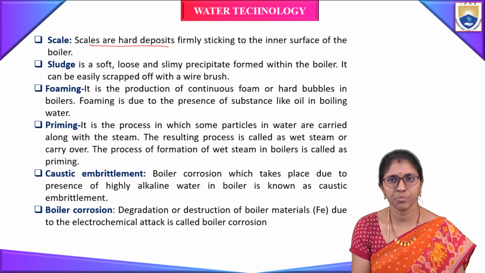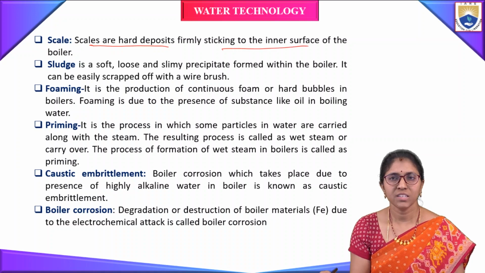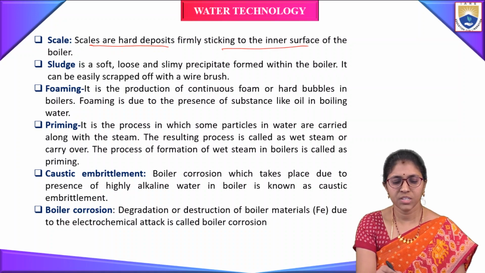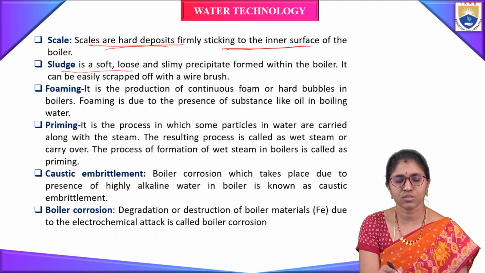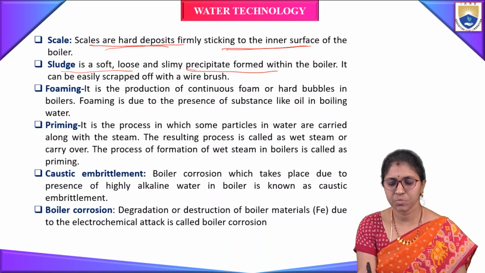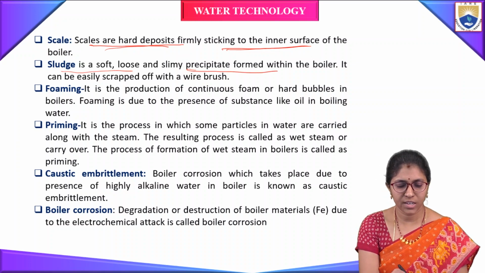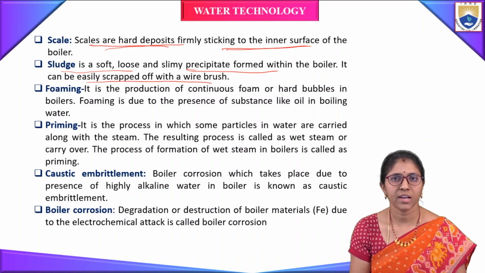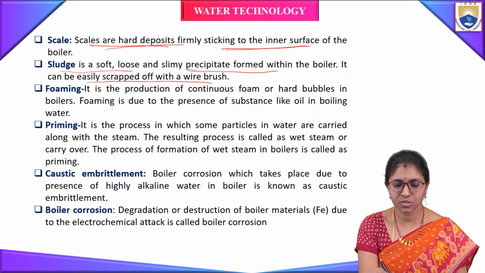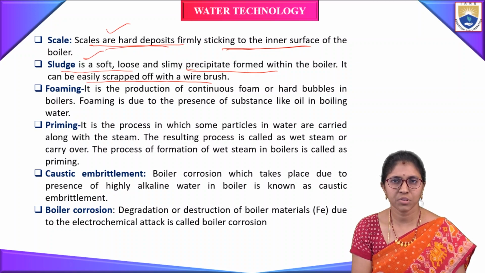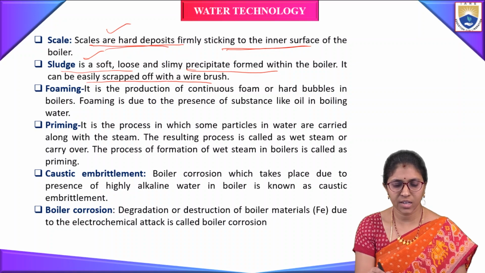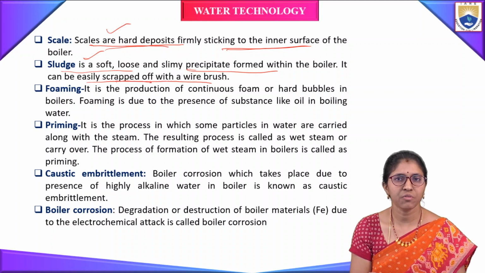These scales are hard deposits which stick to the inner surface of the boiler. Sludge is soft and loose. It is a slimy precipitate formed within the boiler. It can be easily scraped off with wide pressure. So scale is a hard deposit and sludge is a soft deposit.